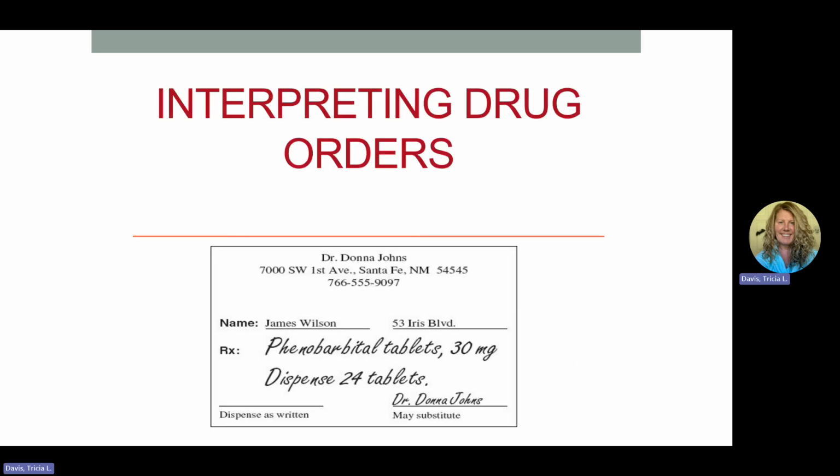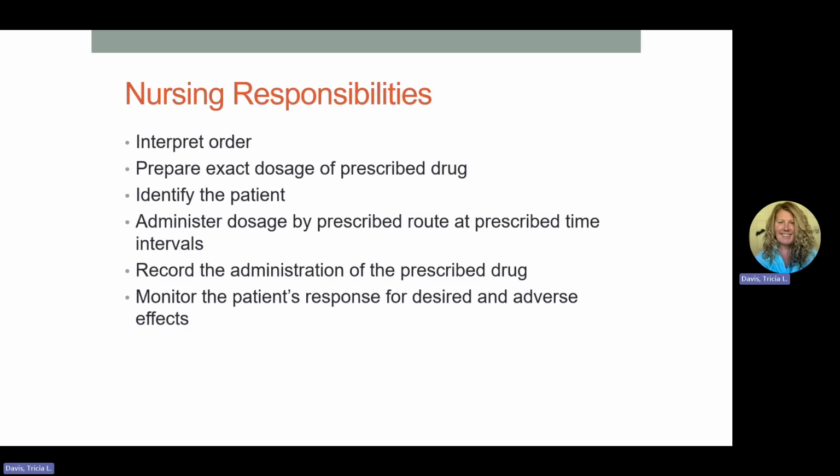All right, so now we're going to move on to interpreting drug orders because this is a big part of a nurse's job. We are going to be that last person that the doctor talks to, who says, this is what I want you to give to your patient. So we have to know if what they've given us is complete and correct so that we make sure we're giving the right medication. Let's go over a little bit of what our responsibilities are.